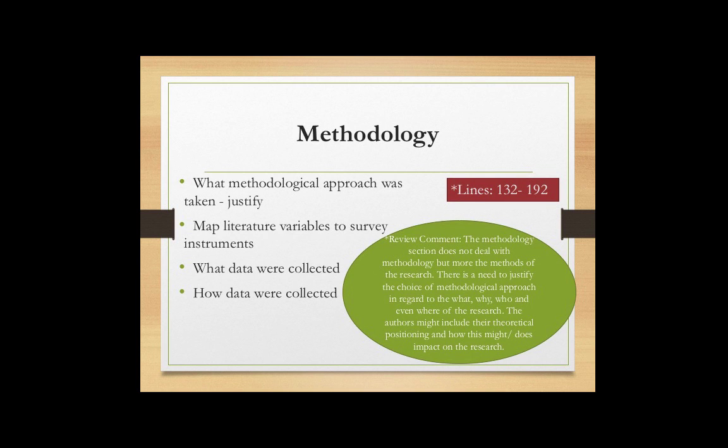In your methodology section, you want to discuss what methodological approach was taken. You want to justify that thoroughly. In the next slide, you have an example of some writing that shows a lot of that. Then you want to also map your literature variables to the survey instruments or interviews, anything that you're using that would use kind of common terminology for your topic or the industry. You want to make sure that you show how that comes from background in literature review, and it's not something that is really made up by the author or the study participants.